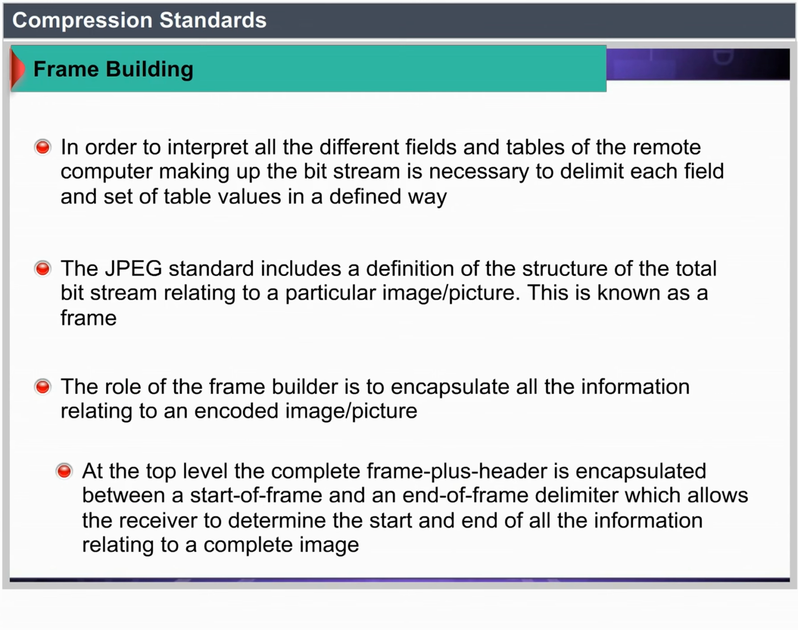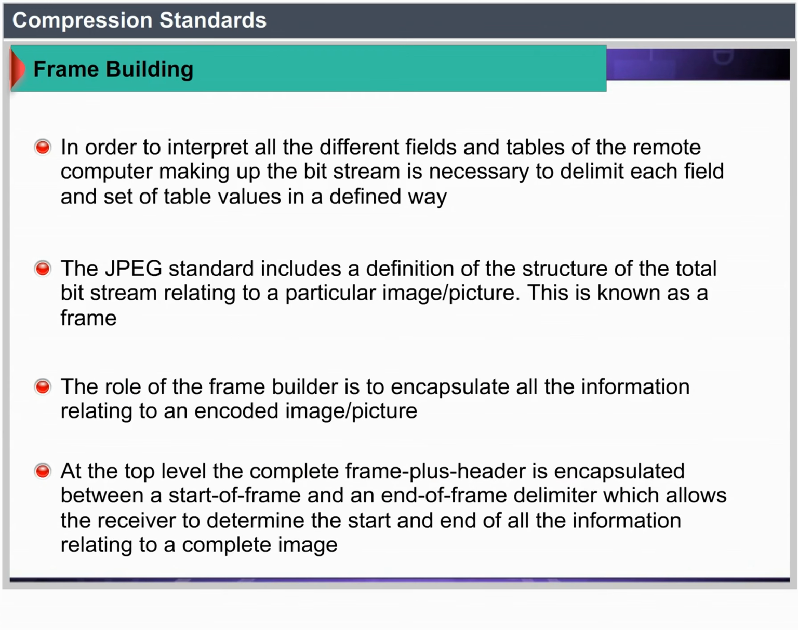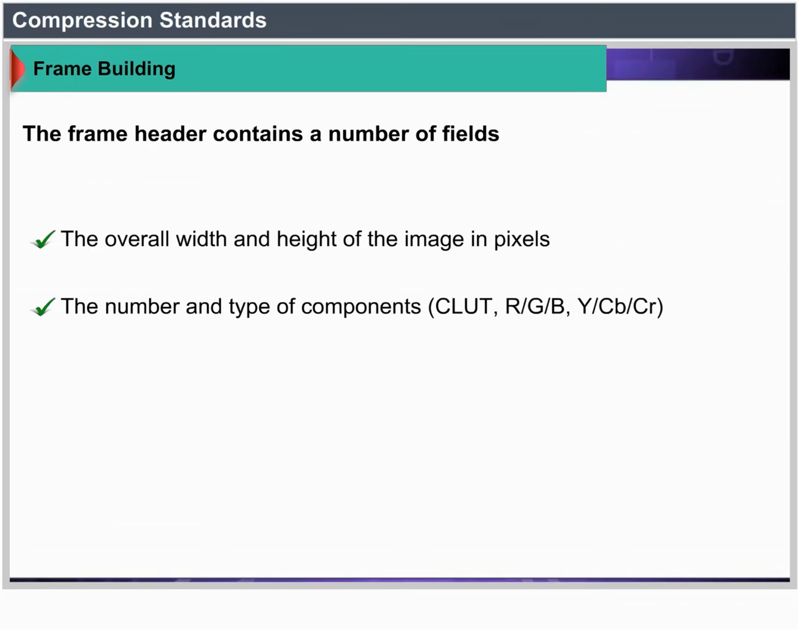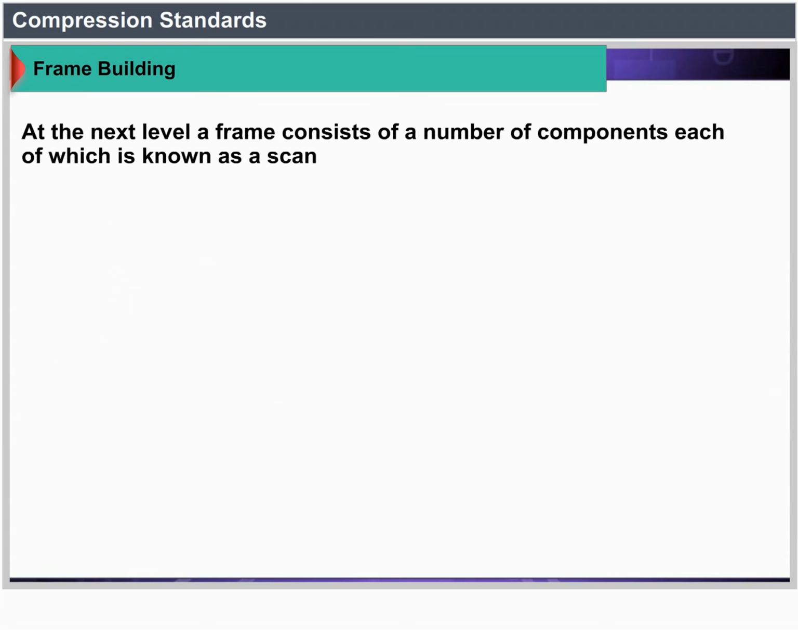At the top level, the complete frame plus header is encapsulated between a start of frame and an end of frame delimiter, which allows the receiver to determine the start and the end of all the information relating to a complete image. The frame header contains a number of fields: the overall width and height of the image in pixels, the number and type of components, CLUT, RGB, YCbCr, and the digitization format used, 4:2:2, 4:2:0, etc.